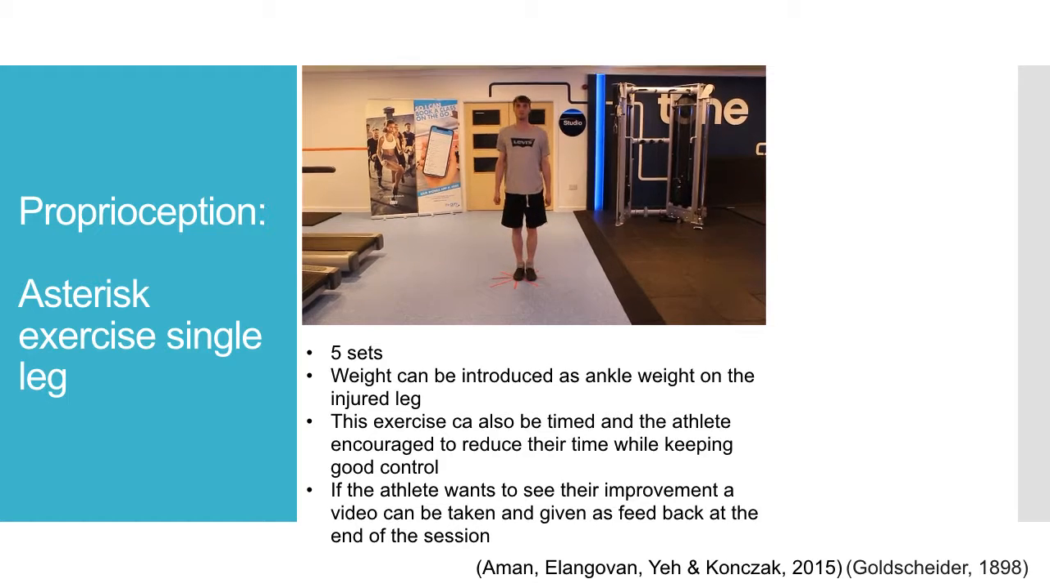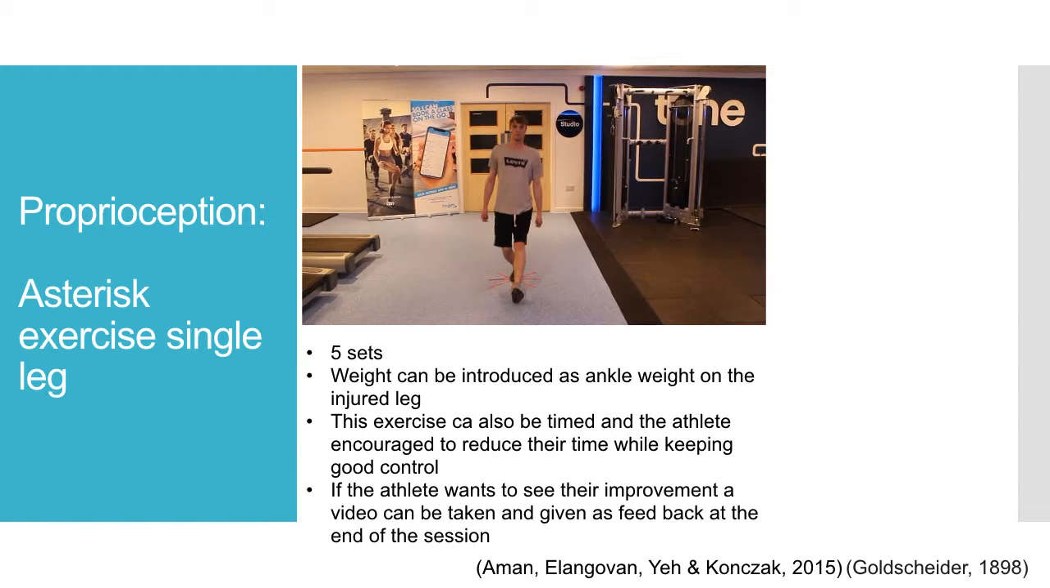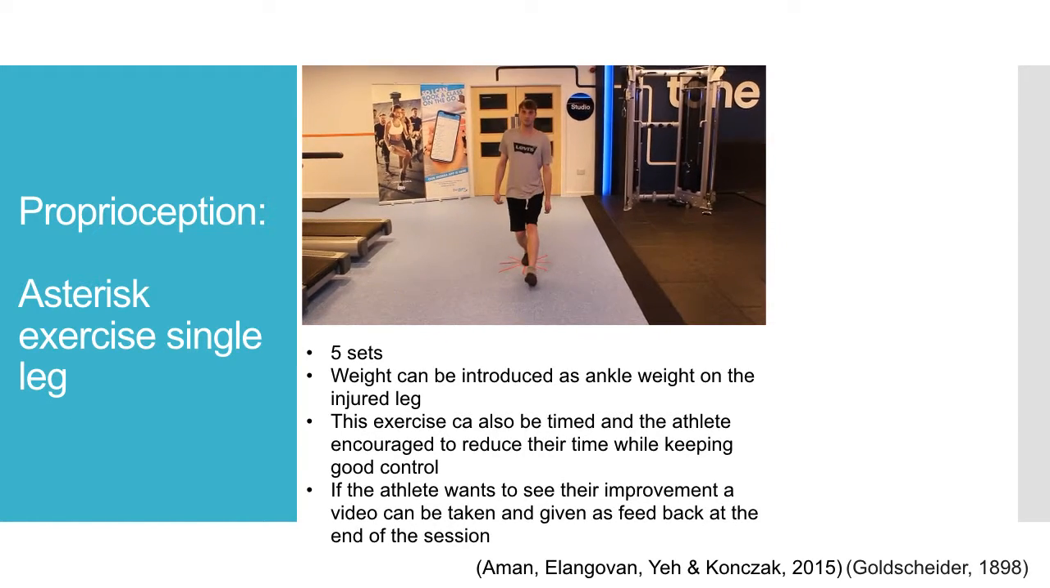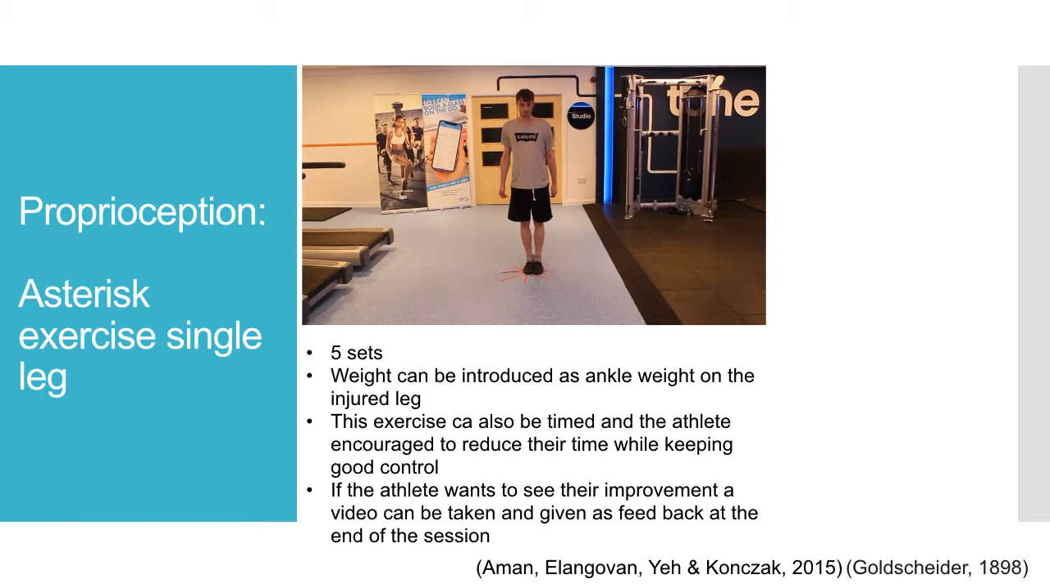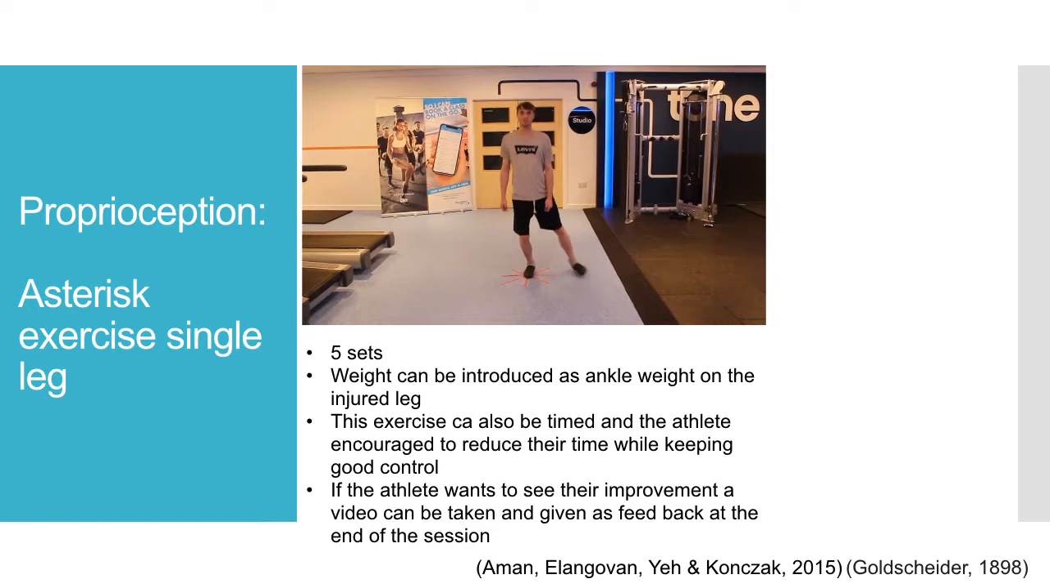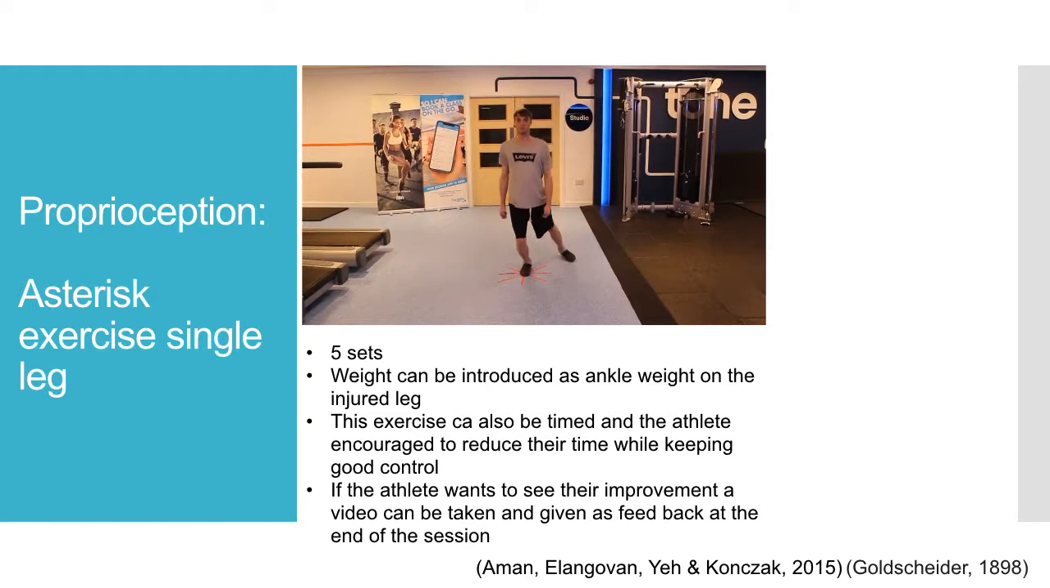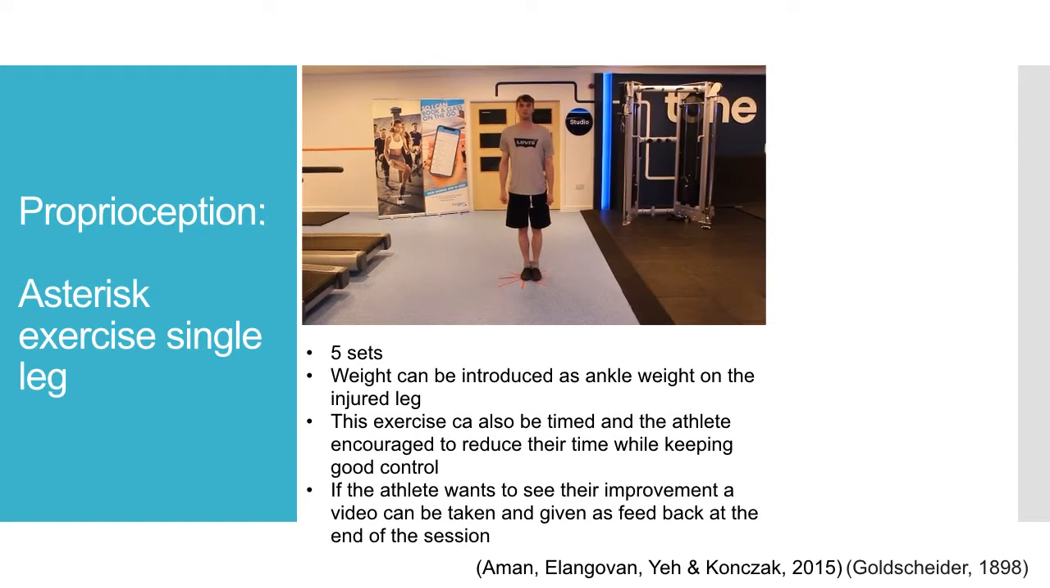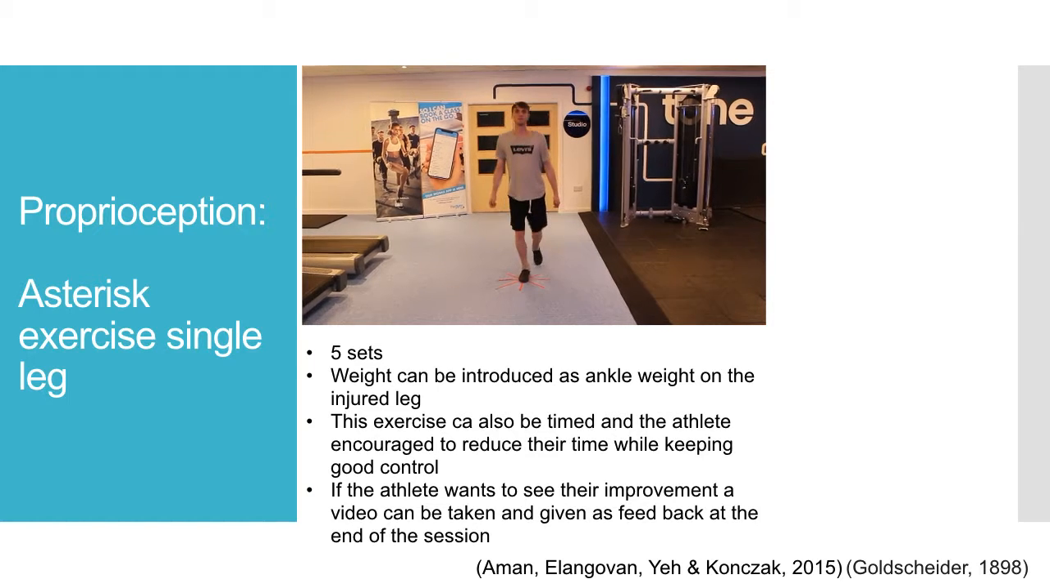The athlete will stand on their uninjured leg and place it in the middle of the 8-point asterisk. With the injured leg, they will tap each point of the asterisk and bring it back to their start position. The only time their injured leg touches the floor is when they tap the floor at the end of the asterisk.